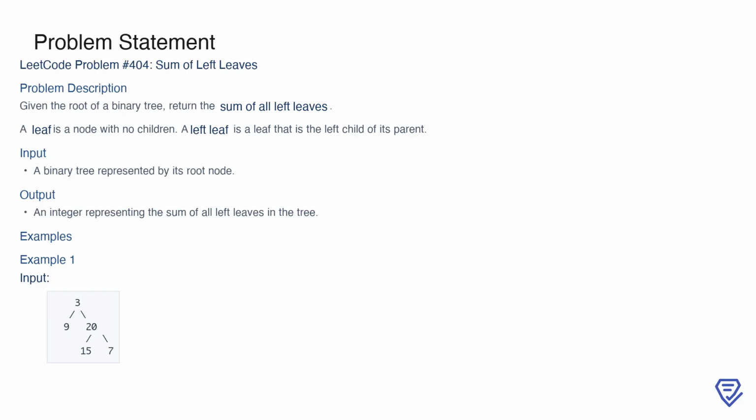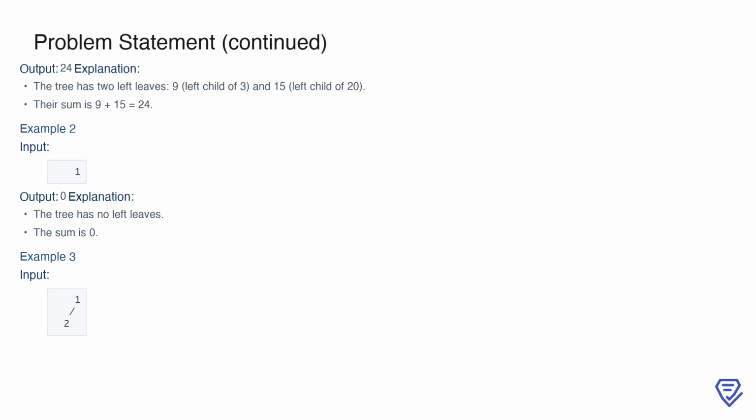To better understand this, let's consider some examples. Take this example where the binary tree is structured with the root node as 3. The left child of 3 is 9, and the right child is 20. Node 20 has two children, 15 on the left and 7 on the right. Here, the leaf nodes are 9, 15, and 7. Out of these, the left leaves are 9 and 15, as both are left children of their respective parents. Their values, 9 and 15, add up to 24, which is the result.